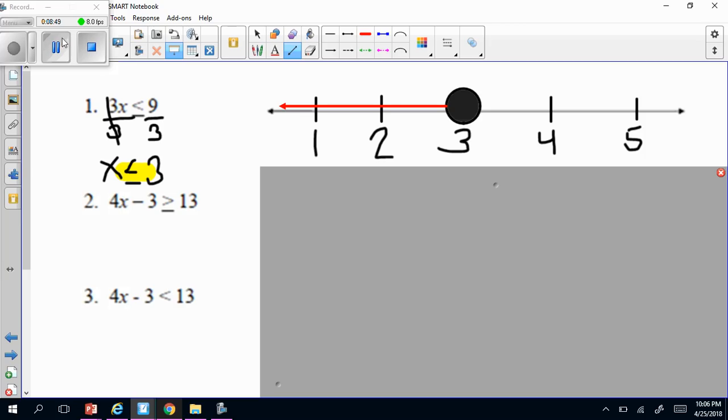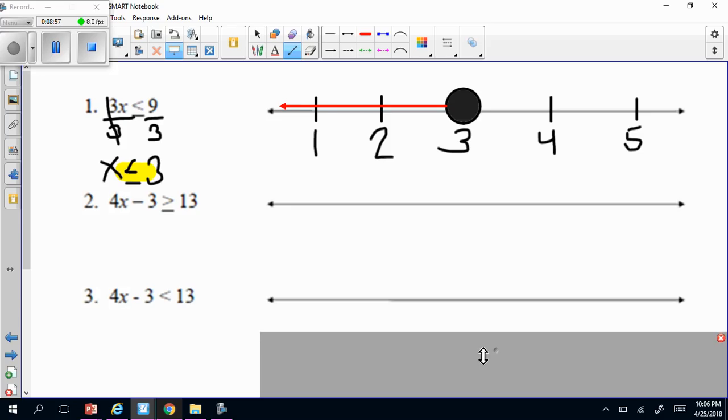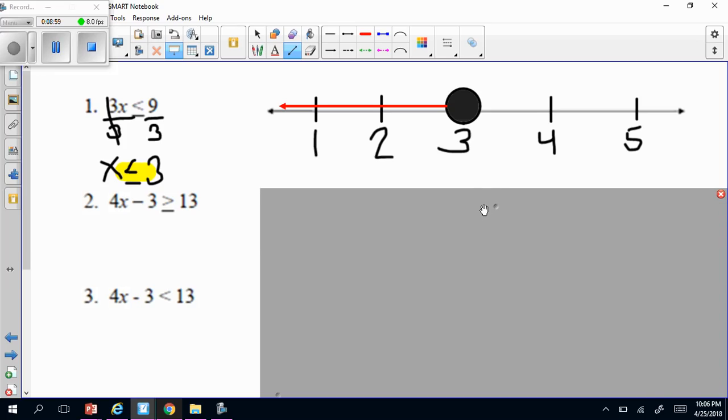Now go ahead and solve the rest of these problems on your own, when you're doing 2 and 3. So I have the number lines here. Go ahead and solve and then plot them on the number line. Go ahead and pause the video and then we'll catch up.